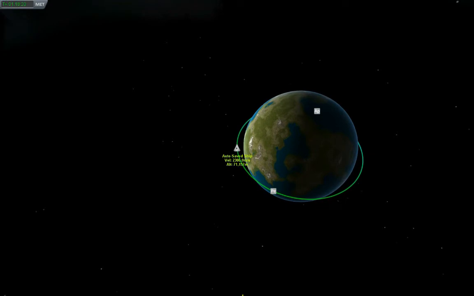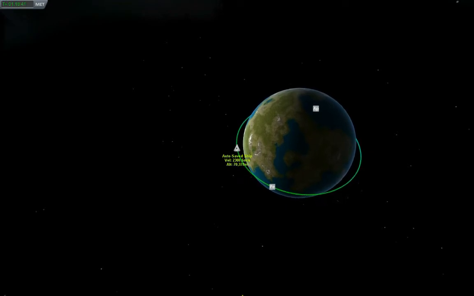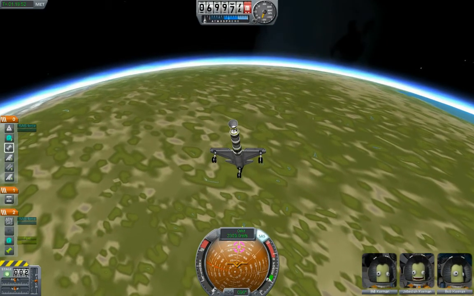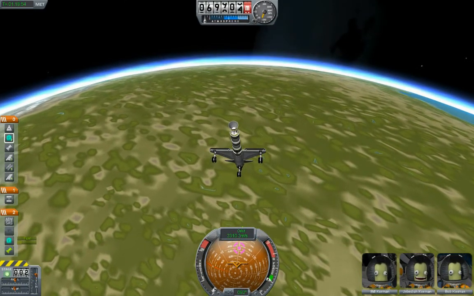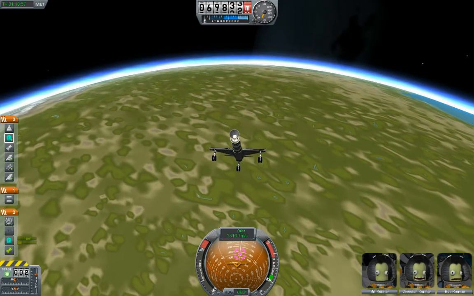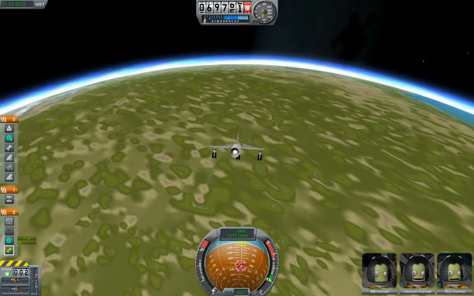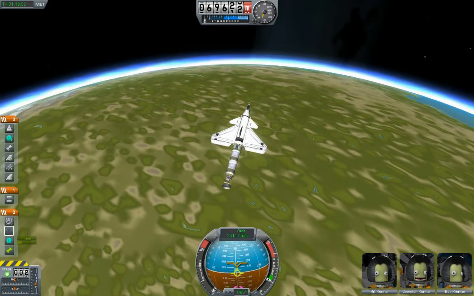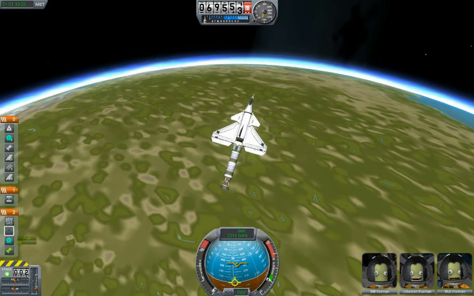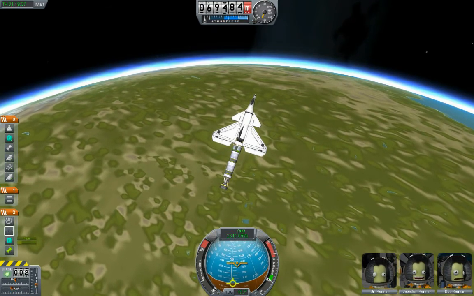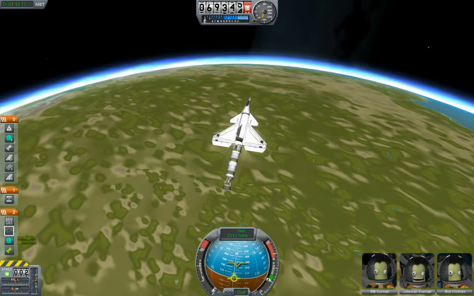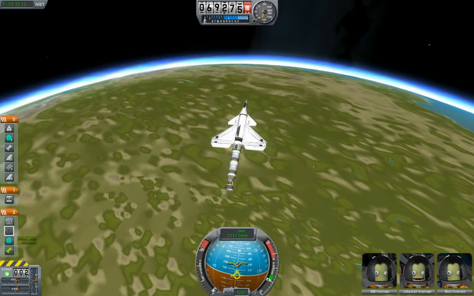Okay, so I'm about to head down. Let's kill that time compression because I'm about to enter the atmosphere. Turn SAS off. I want to try and monitor the progress here. Whoops, whoops, whoops. So we're just barely in the outer reaches of the upper atmosphere now.